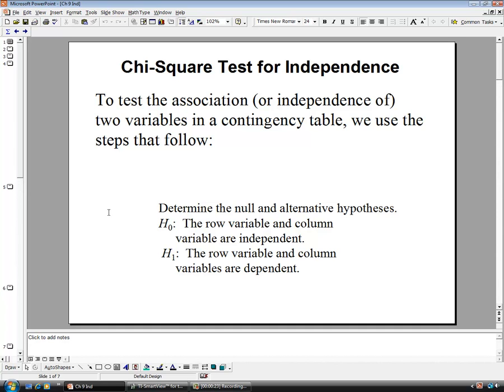Our null hypothesis will be that whatever the variable in the row is and whatever the variable in the column will be independent of each other. And the alternative is that they're dependent. Now, you're going to put these in context, and you won't just say row variable and column variable. You'll say gender by, I think, responses is what I've got coming up. So you'll see how that works in just a minute.